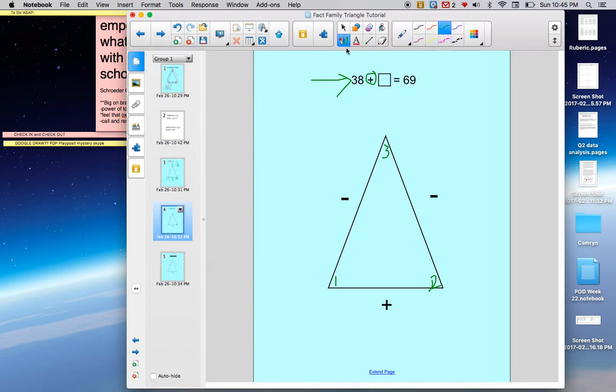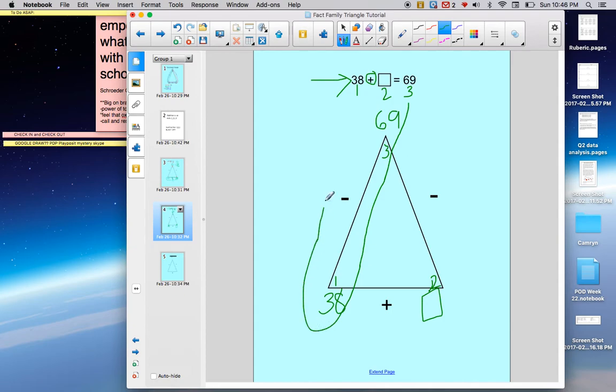So now I can just label my equation again. 1, 2, 3. This time, 69 is above 3. Box is above 2. And 38 is above 1. Now I can circle my two numbers, 69 and 38. Watch how I do it. You'll get really good at it over time, promise.